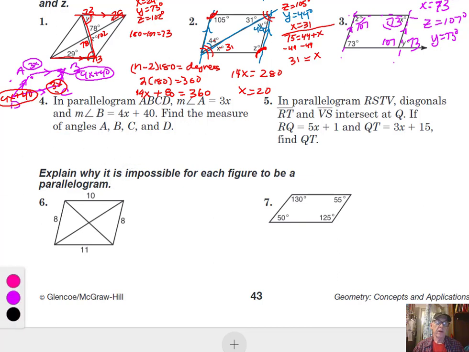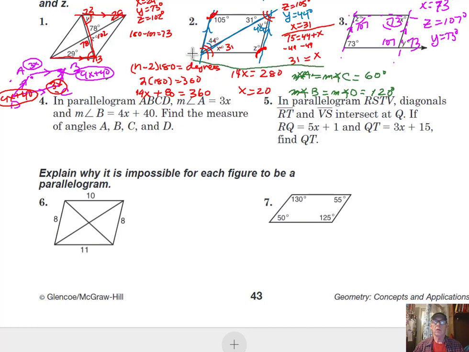Now if x is 20, they want us to find the angle measures. The measure of angle A equals the measure of angle C, which equals 60 degrees, which is 3 times 20. And the measure of angle B is equal to the measure of angle D, which is equal to 4 times 20, which is 80, plus another 40, which is 120. So that's how we can do those angle measures for number 4. This all goes with number 4 here.